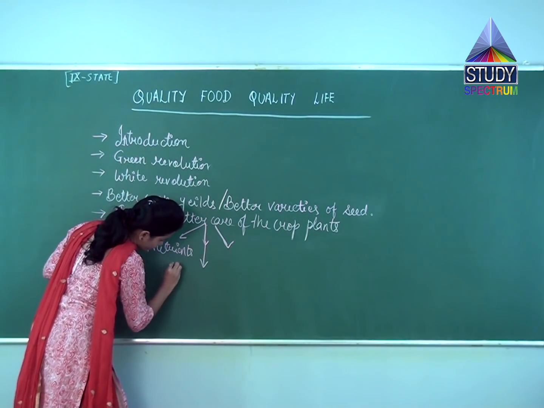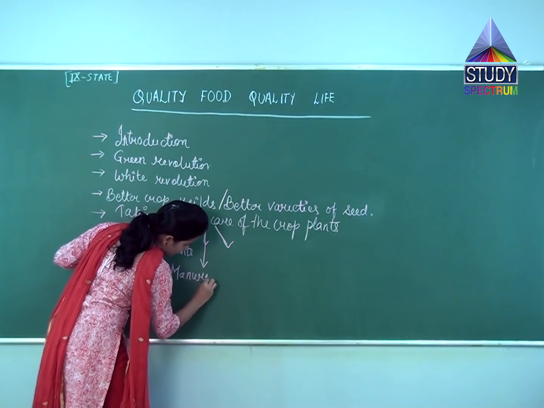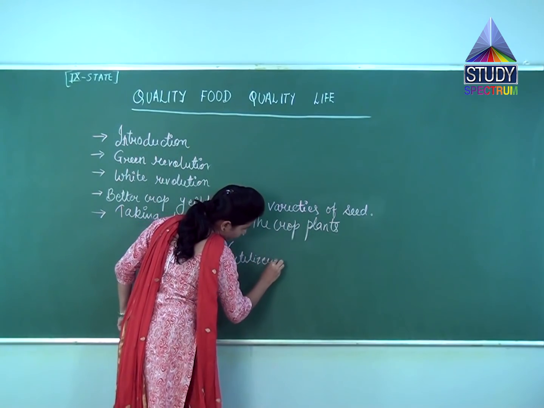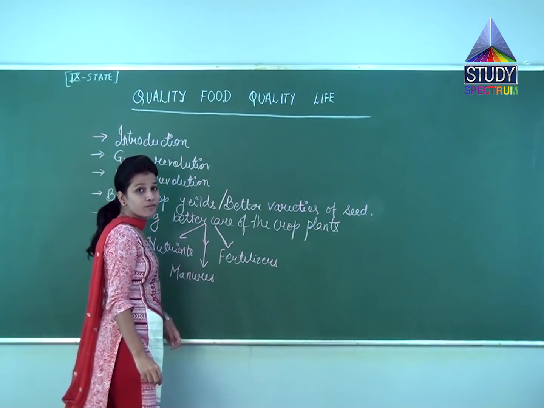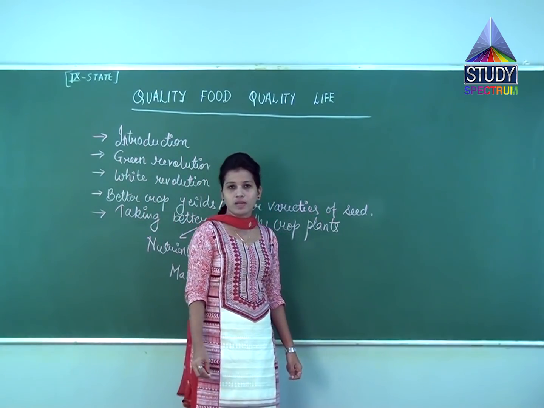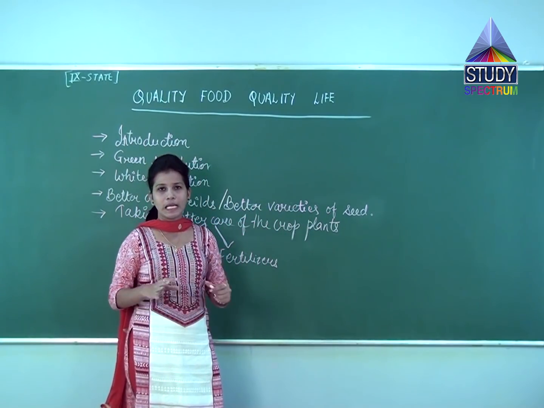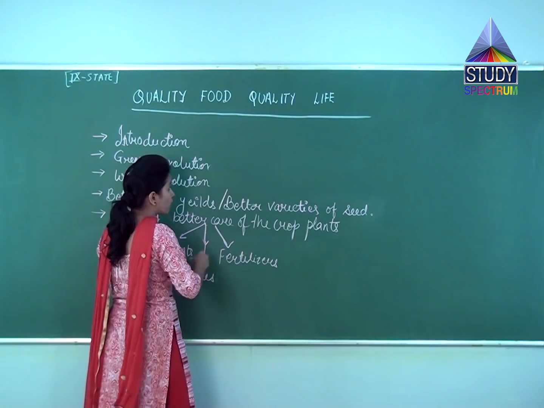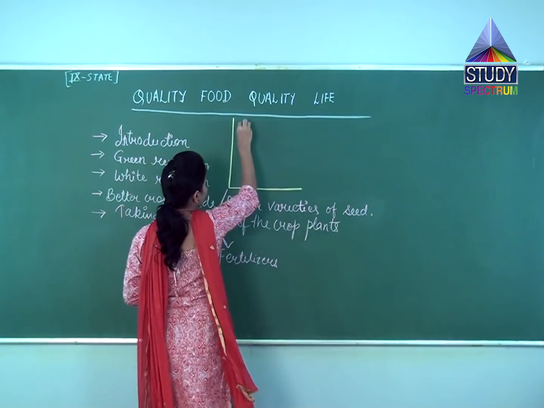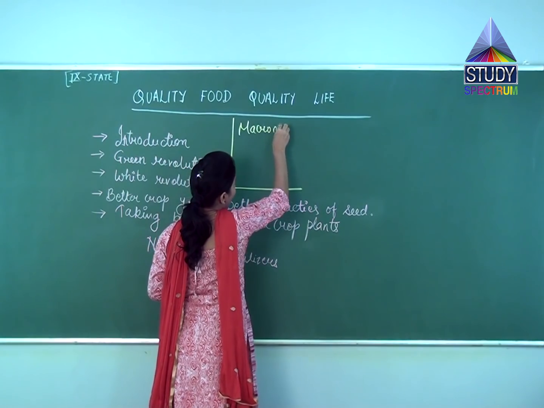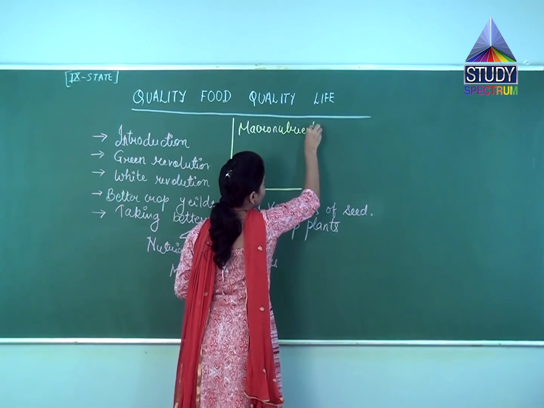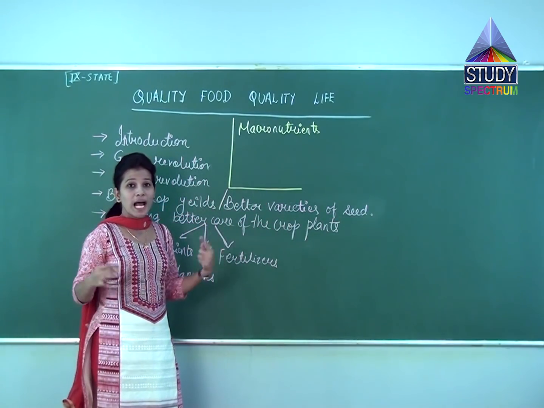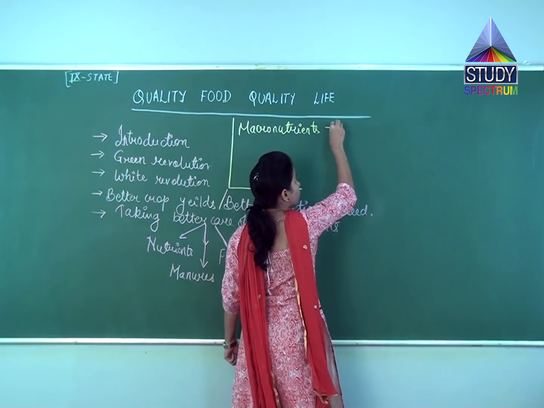We have to provide manures to the plants as well as fertilizers. Nutrients, as I've told you, even plants require nutrients. There are certain nutrients which are required in large amounts. These nutrients are called macronutrients. Macronutrients are nothing but the nutrients which are required in higher amounts, on a large scale, by the plants.